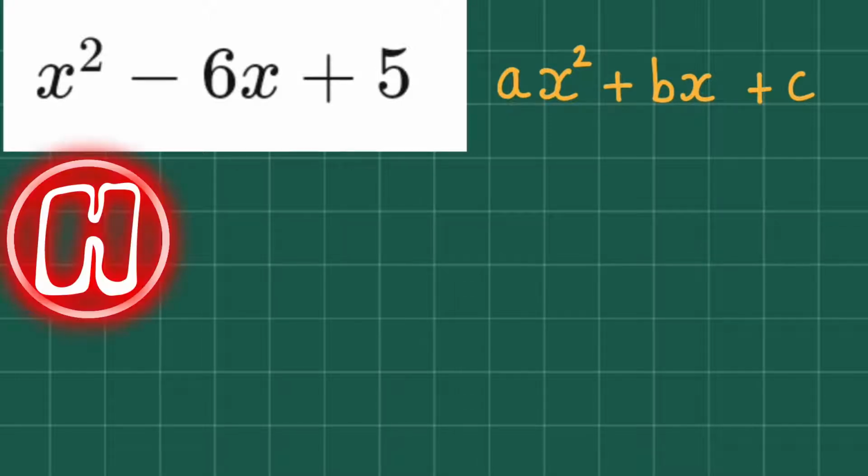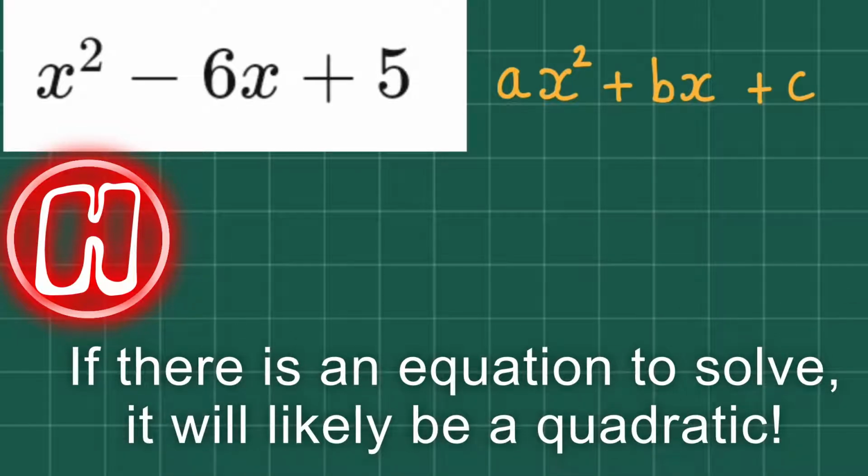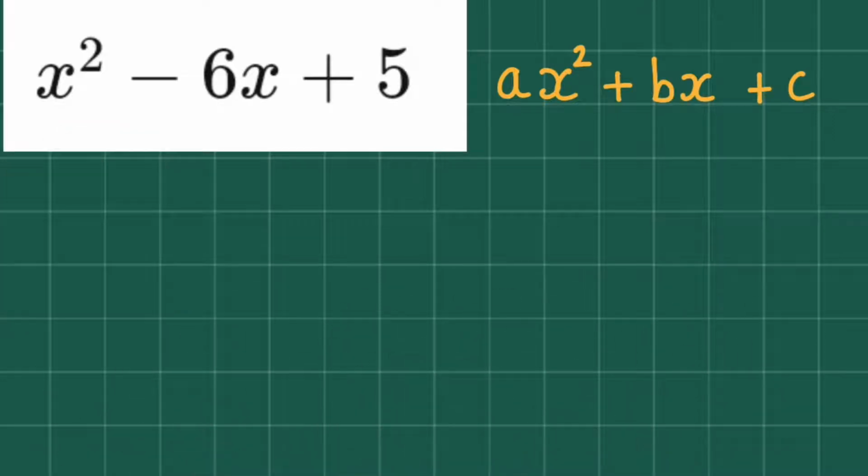This is important for the higher paper, GCSE especially, because if there's an equation, it's most likely going to be a quadratic equation to solve. So really good to get fluent on this. And looking at the quadratic here, I can tell it's a quadratic because it has a squared. Okay, so an x squared term.